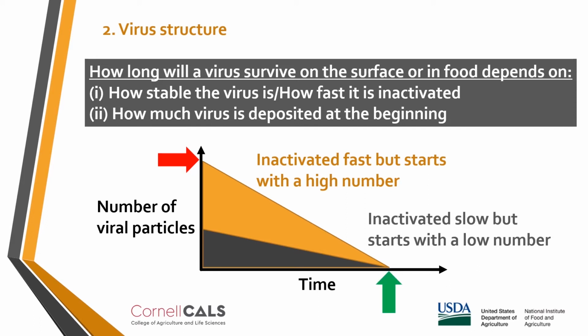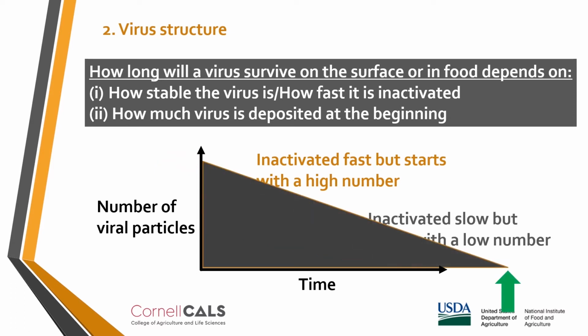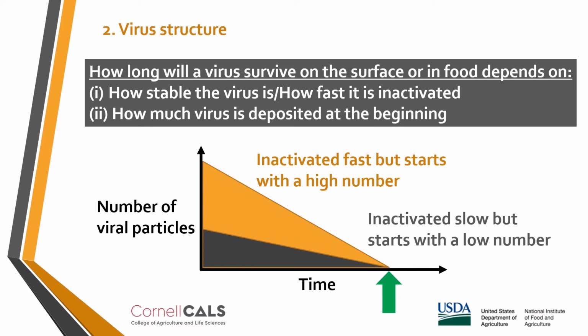If the virus in dark gray was deposited at the same concentration as the brown one, it would take much longer for all of it to be inactivated. This is something we would expect from a foodborne virus like norovirus: high contamination, slow inactivation. The opposite scenario would be where the virus that is inactivated fast is also deposited at low numbers. It would be inactivated much faster, and this fast inactivation with a low initial number of viruses is what we expect from a virus like SARS-CoV-2.